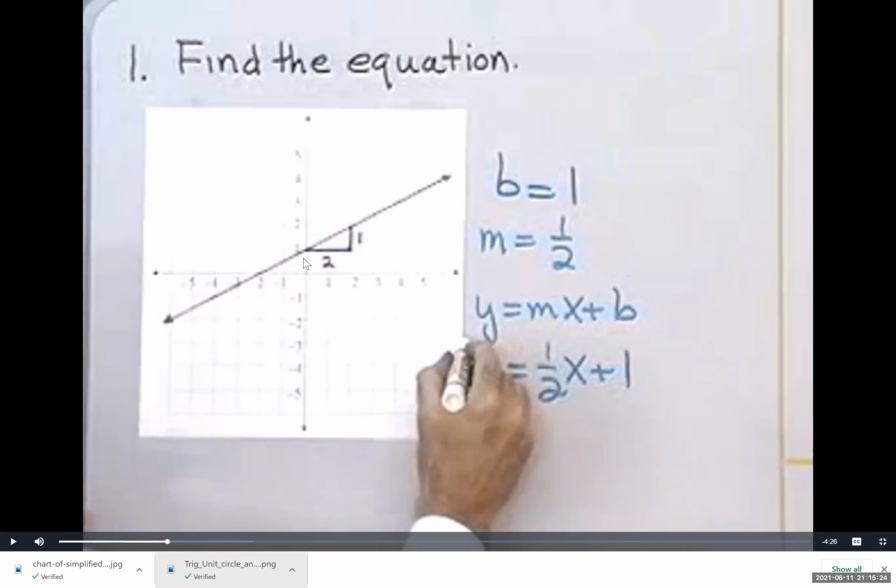First, when you look at a graph, you look at the y-intercept, which in this case is 1. So b is 1. And for the slope, you should think about the formula for the slope, m equals y2 minus y1 divided by x2 minus x1, or in other words, rise over run.